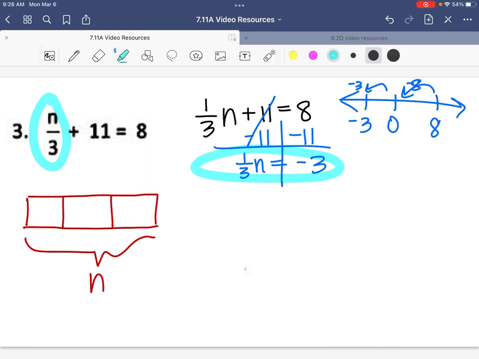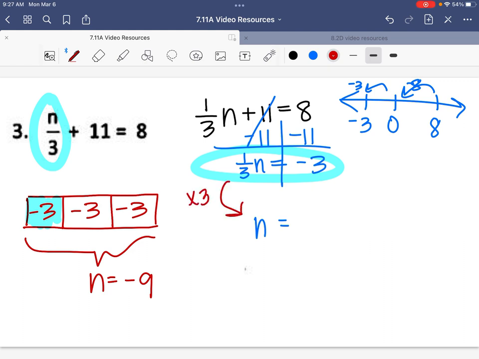And I know my 1/3 is equal to negative 3. Well, each third will need to equal the same thing. So the whole thing of n is 3 groups of negative 3, which is equal to negative 9. And if we think mathematically with our fractions, to find what one whole n is, it takes 3 groups of 1/3 to get to a whole. So it would take 3 groups of negative 3 to find the value of n, which would give us the negative 9.